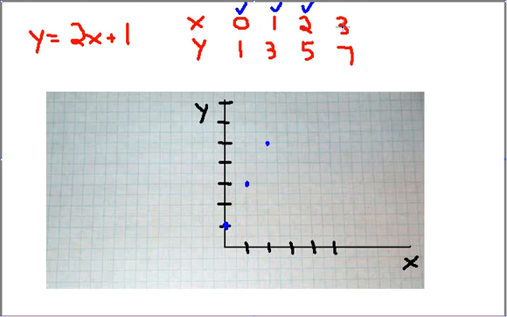At the end of 3 days, how many kilometers above sea level are they now? We'll stick the 3 into our formula. 3 times 2 is 6, plus the 1 is 7. So at the end of the third day, 1, 2, 3 for our x's. They are now 7 kilometers above sea level.